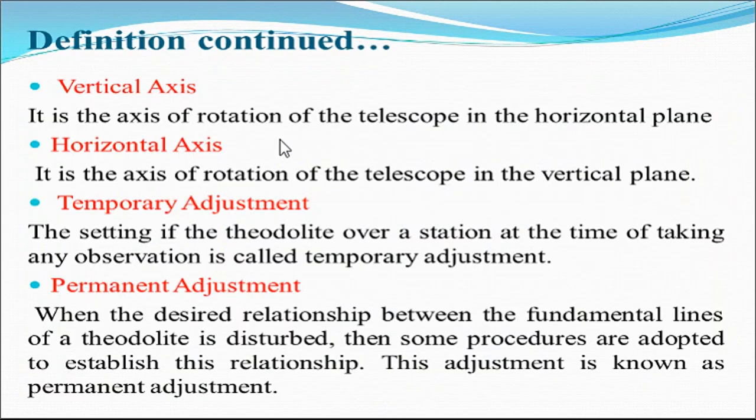Definition: the vertical axis is the axis of rotation of the telescope in the horizontal plane, which allows rotation in the horizontal plane. The horizontal axis allows the rotation in the vertical plane.